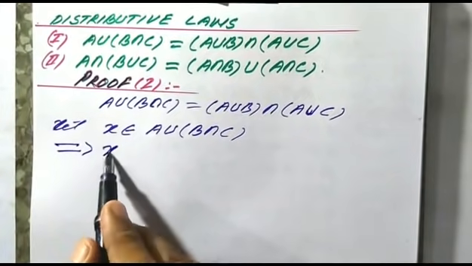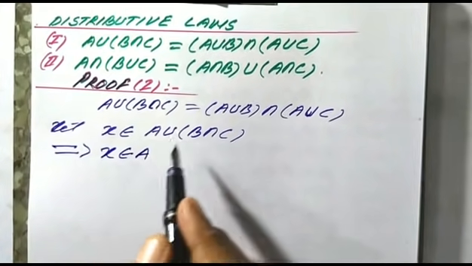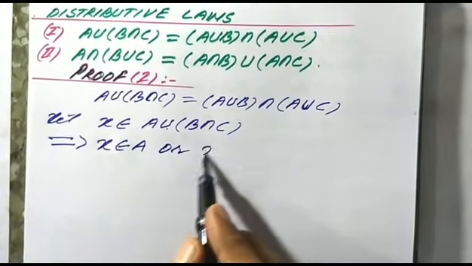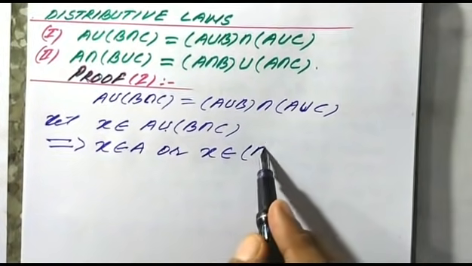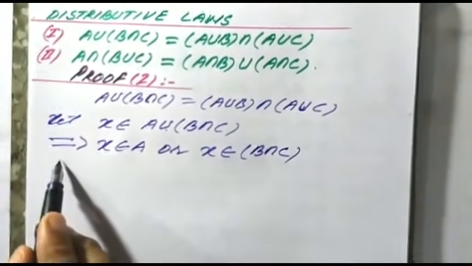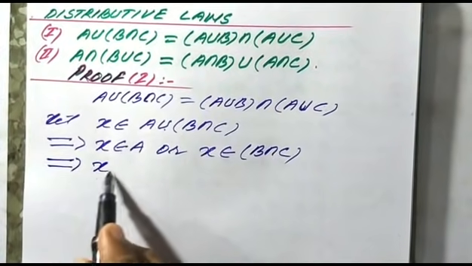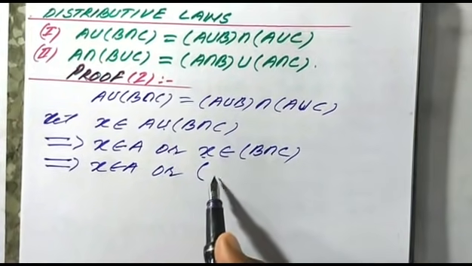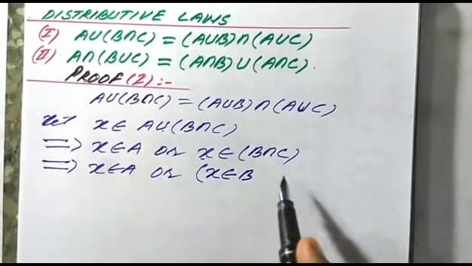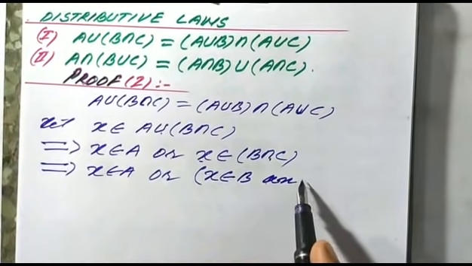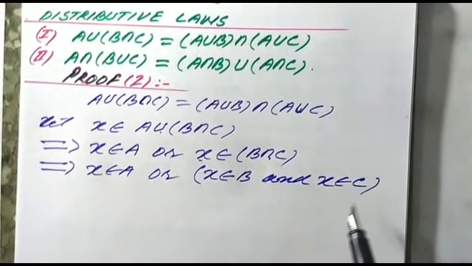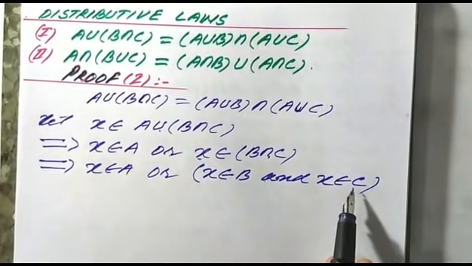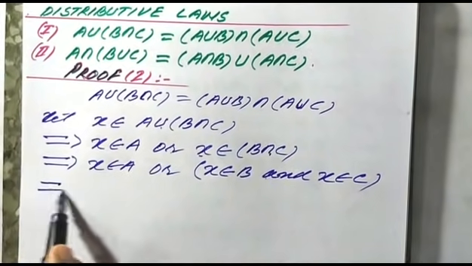It implies that X belongs to A, and for this union we may take the word OR, X belongs to (B intersection C). It implies that X belongs to A as it is, or as it is, and we may write this statement as X belongs to B, and for this intersection we may use the word AND, X belongs to C. X belongs to B intersection C implies that X belongs to B and X belongs to C. It implies that.